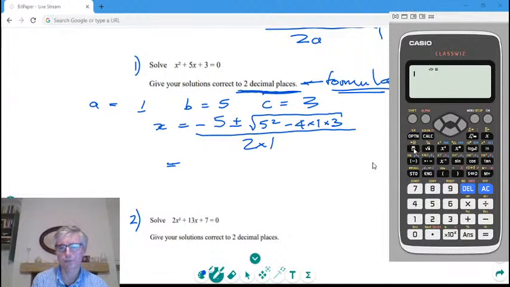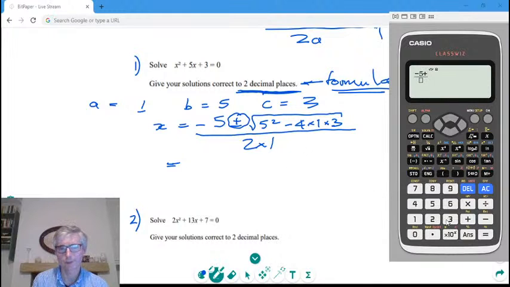So I'm going to press the fraction button there. So that's our fraction button. And I'm just going to enter everything in. So I've got minus 5. And now, because this plus or minus bit here is actually there because it splits into two answers, we look at it first of all when it's plus, and then we look at it when it's minus. So I'm going to put the plus version in first of all.